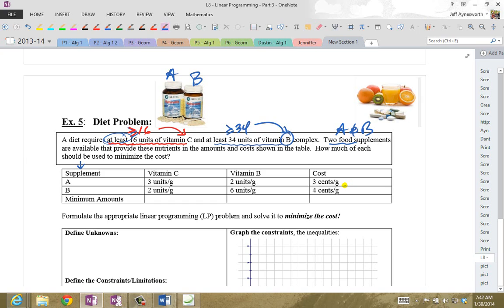Ooh, this is a minimization problem. We haven't talked about that yet, this is new. You want to minimize the cost. Okay, so let me write that down.